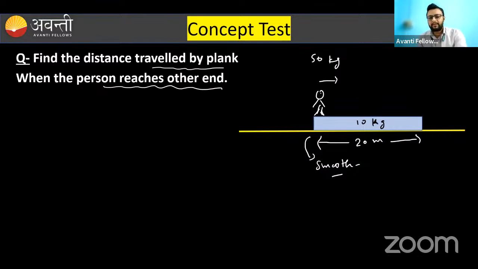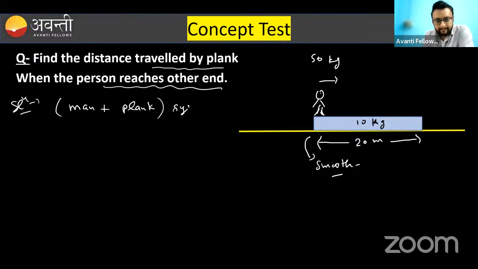Now, one more thing. If you see that, taking man plus plank as a system, there is no external force acting on the system in the x direction. However, gravity will be there, but that gravity is in the y direction. So in the x direction, there is no external force.